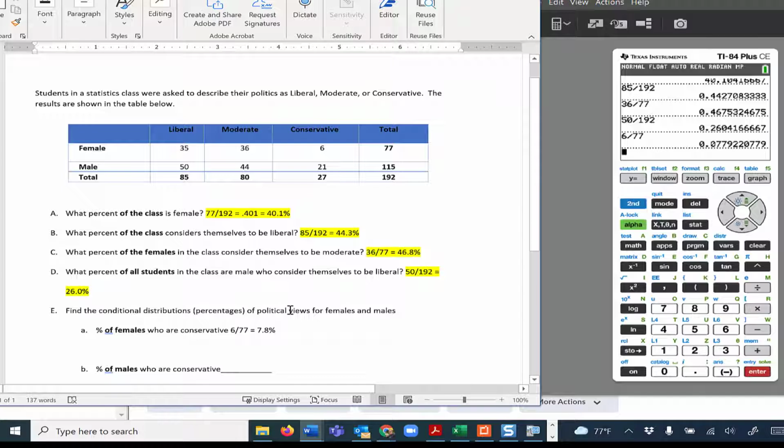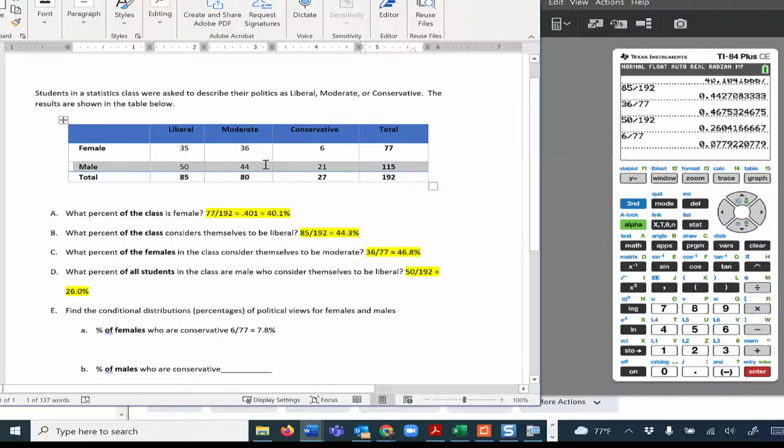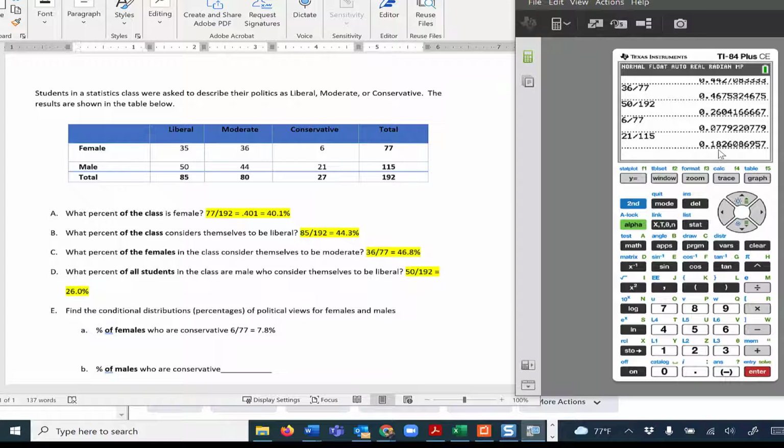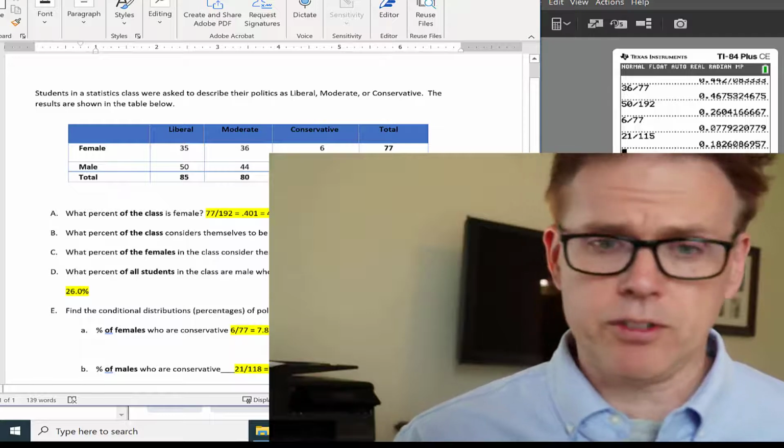Okay, pause the video now, see if you can do this one. Welcome back. What about percent of males who are conservative? Now we're focusing in on the males. Only the male row. What percent of the males are conservative? We have 21 out of 115. So about 18.3%.